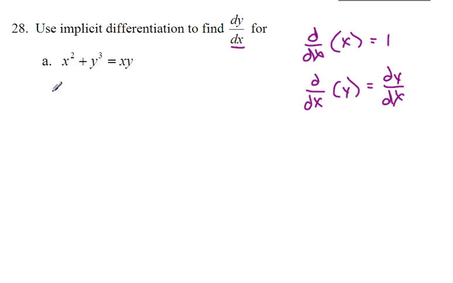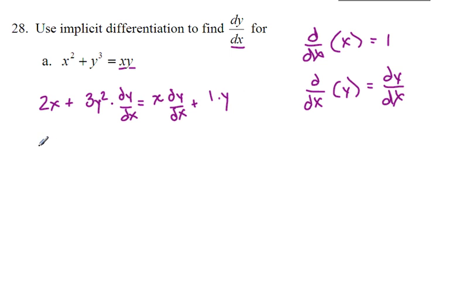When we take the derivative of x squared, it's simply 2x. But when we take the derivative of y cubed, it's going to be 3y squared times dy/dx. That's because the inside is y and its derivative is dy/dx. Here, the inside is x and its derivative is just 1 because we're taking the derivative with respect to x. On the right-hand side, we have to be careful to use product rule. So we have x times the derivative of y plus the derivative of x, which is 1, times y left alone.